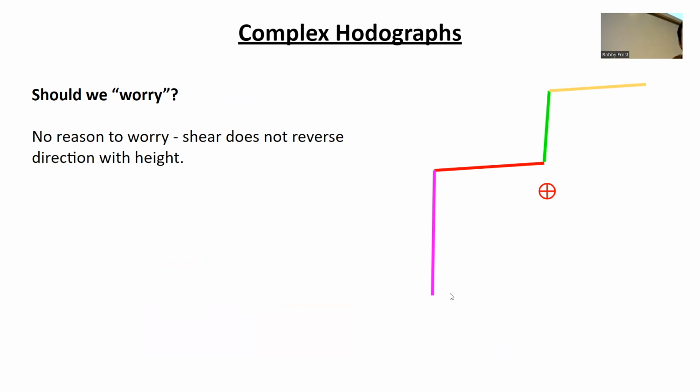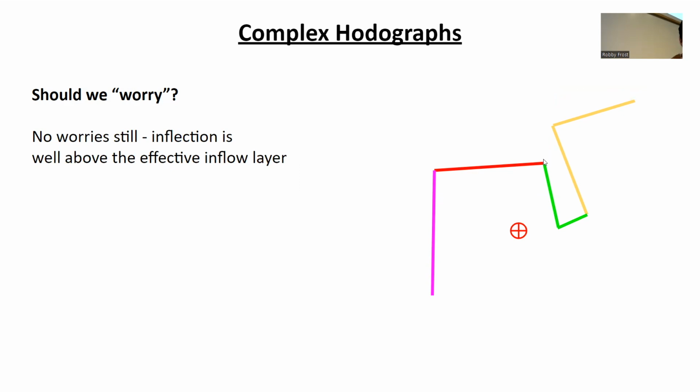If you see a hodograph that looks like this, and you have veer, back, veer, this doesn't actually matter, because the shear is not reversing direction with height. This would only suppress a storm if that shear went back down again and then back up. So this case is completely irrelevant, right? There's no suppression here. This case, we do have this, but it's well above that effective inflow layer, well above, say, 4 or 5 kilometers or so. So this is really not something that we should be worrying about.